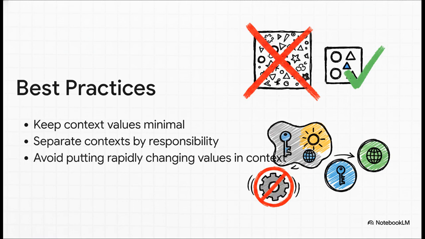So how do we use it without shooting ourselves in the foot? A few pro tips. First, keep your context values small. Don't pass the entire user object if all you need is their name. Second, split things up. Have one context for authentication and a completely separate one for the theme. That way, changing the theme won't cause components that only care about the user to re-render.